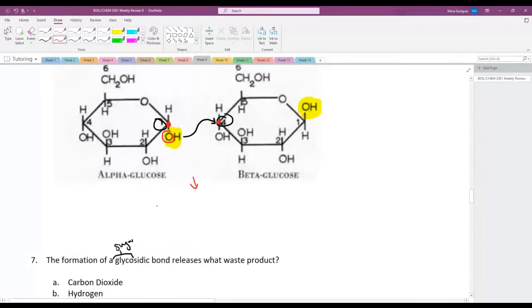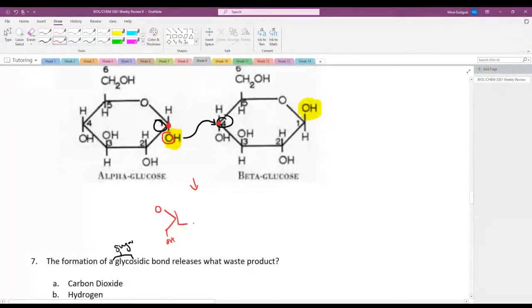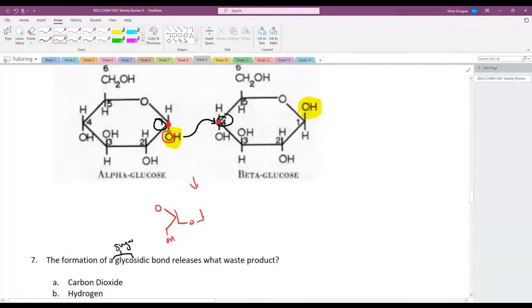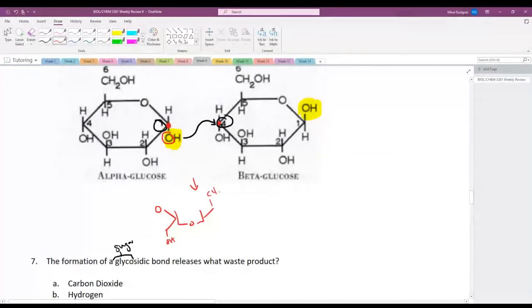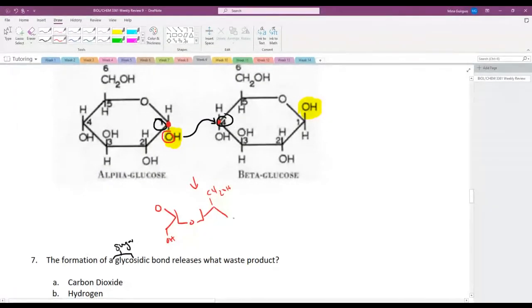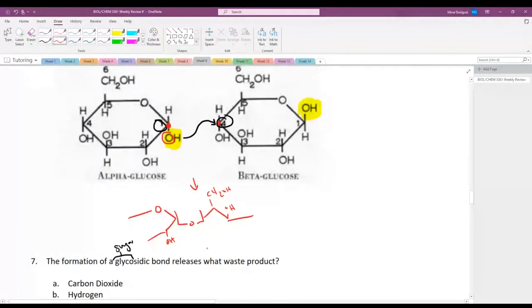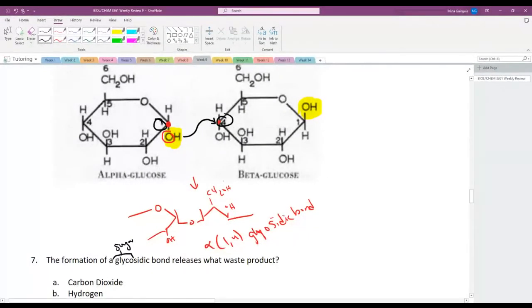So the end result, and I'm just going to draw the stuff in immediate proximity for the sake of convenience. The way we draw it looks like that. All right, and that's CH2OH, and this is with an OH, and then obviously there's more stuff coming off of all that, but we don't really care for now. Okay, cool. So this is what's called an alpha 1,4 glycosidic bond.